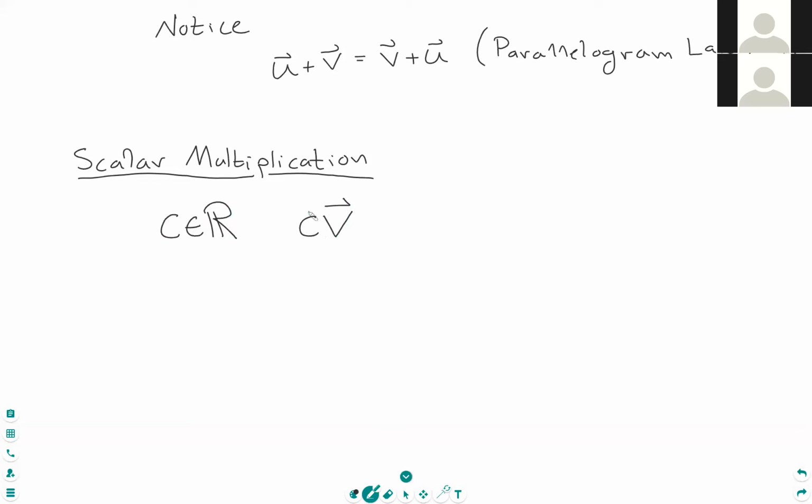What happens in this scalar multiplication? Well, C simply scales the magnitude of v. So C scales the vector. More specifically, let's say it scales the vector's magnitude by the value of C. Okay, so let's look at an example.